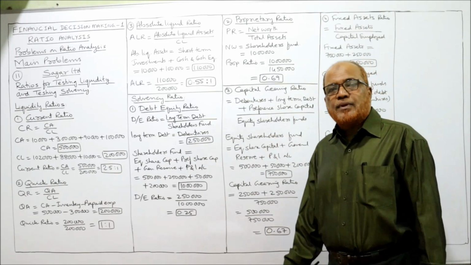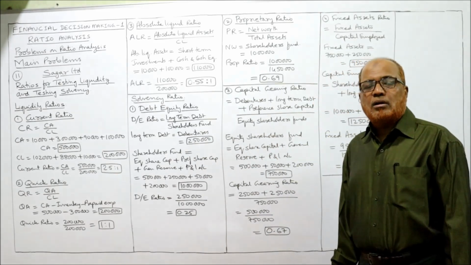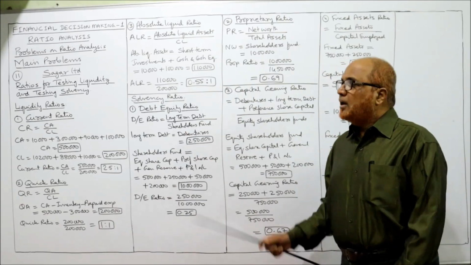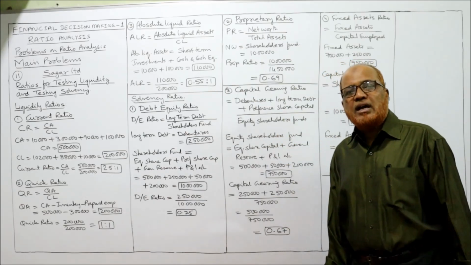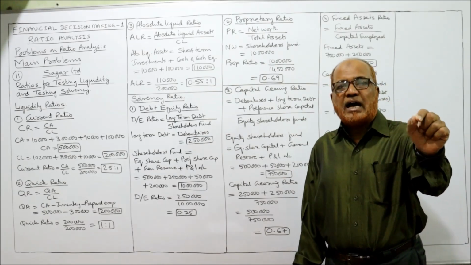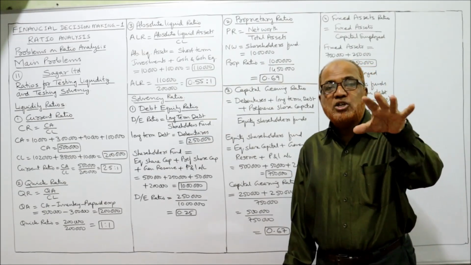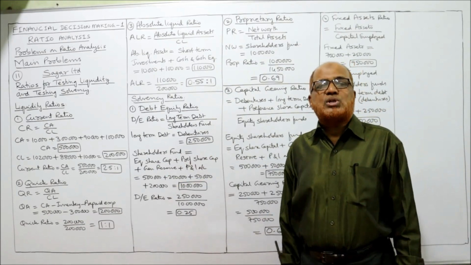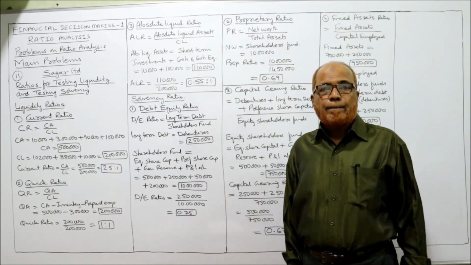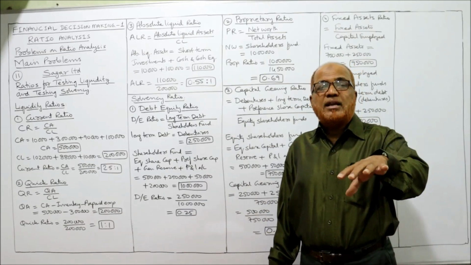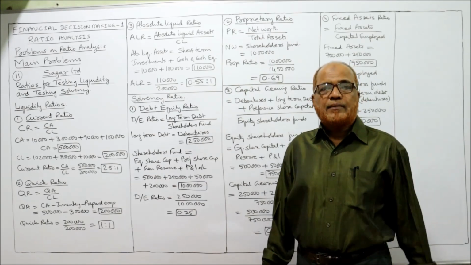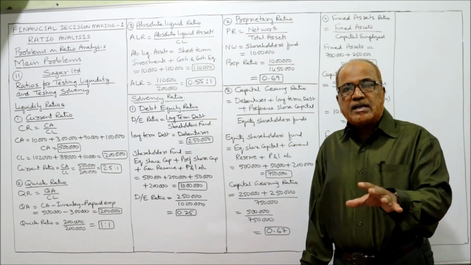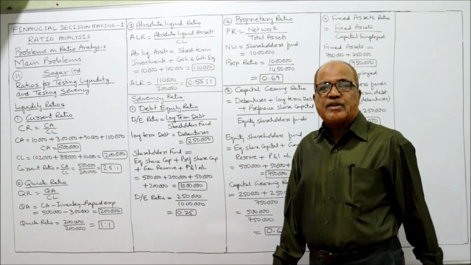Next, proprietary ratio. It shows the proportion of the total assets which are financed by shareholders fund. In our problem 0.69, or we can say 70% of the assets are financed by shareholders fund. Remaining 30% of assets are financed by outsiders. It shows a good trend because normally the owner's money should be more than outsider. Here owner's money is 69%. Out of the total assets, 69% of assets are financed by shareholders.